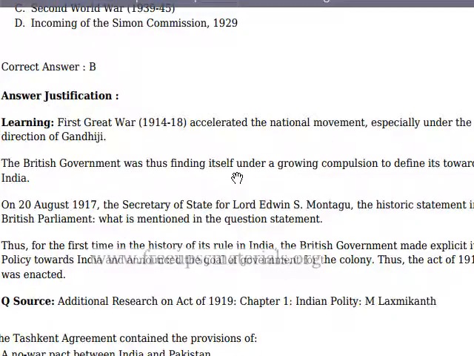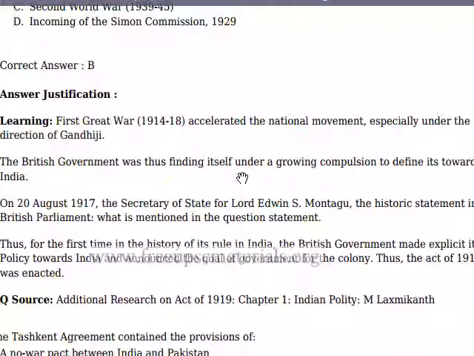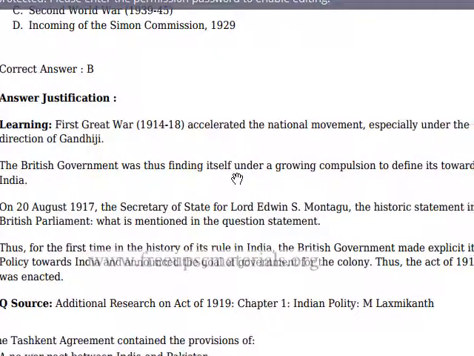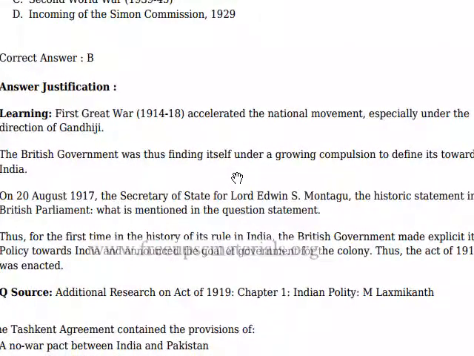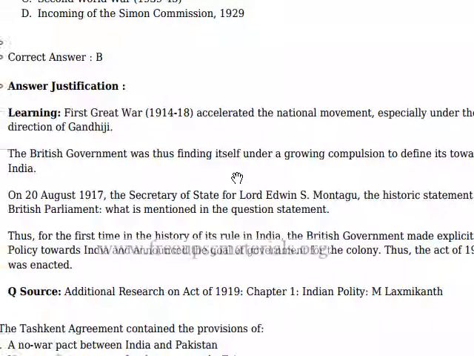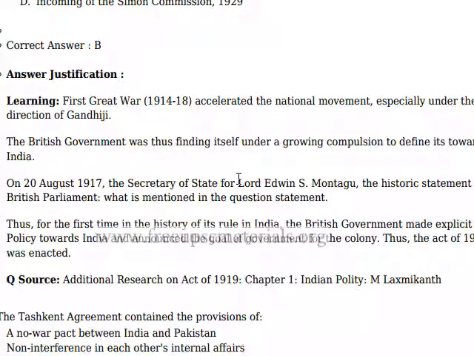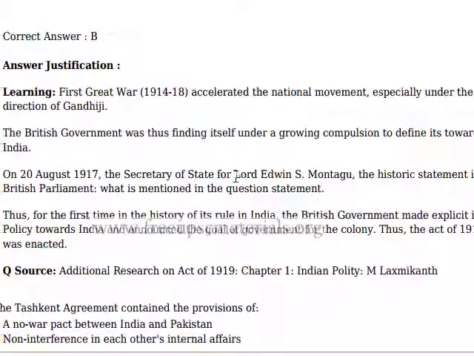The First World War accelerated the national movement, especially under the direction of Gandhiji. The British government was working under growing compulsion to define its policy towards India. On 20 August 1917, the Secretary of State, Lord Edwin S. Montagu, made the historic statement in the British Parliament that is mentioned in the question. Thus, for the first time in the history of British rule in India, the government made explicit its policy towards India, announcing in advance the goal of governance in the colony. Thus, the Act of 1919 was enacted.